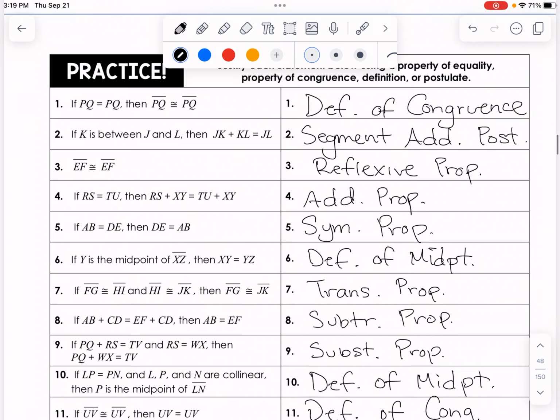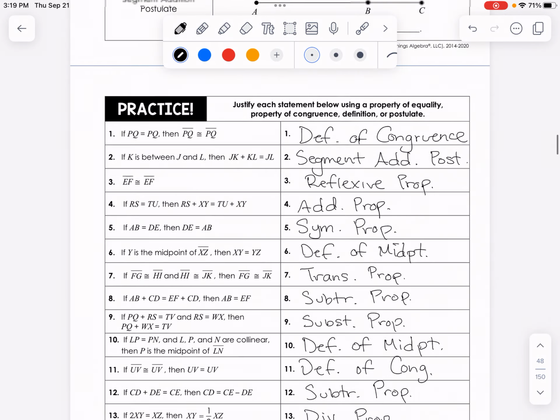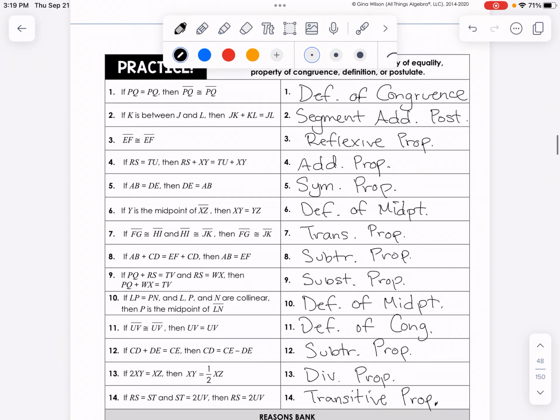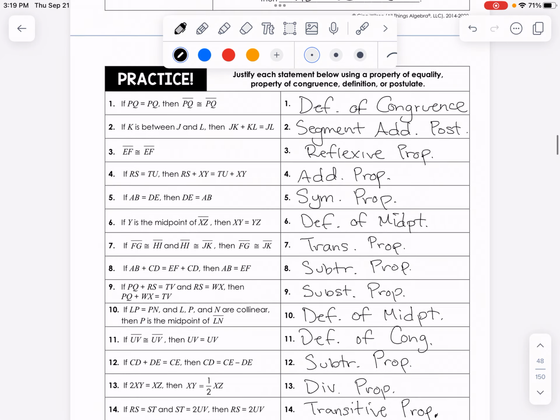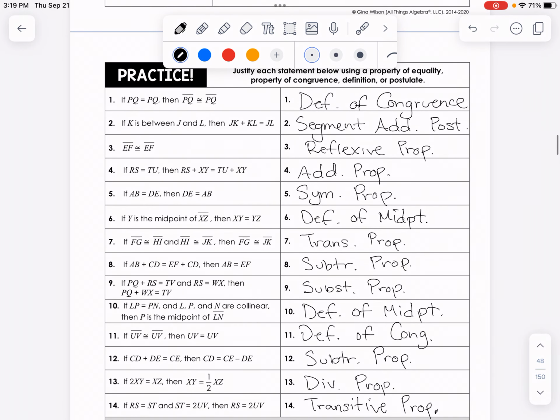Okay, so as you can see, from numbers 1 to 14, we have a reason bank here, so you can identify which one maybe belongs with which. The first one is definition of congruence, right? If we don't have the line segment, just dealing with the measure, even though it's equal to itself, this is talking about congruence here. It's not reflexive.